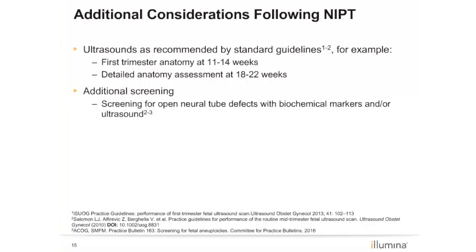As discussed in Module 2, ultrasounds are recommended by standard guidelines during the pregnancy. After NIPT results have been reported, ultrasounds are recommended if not already complete. Isolated congenital anomalies not detected by NIPT can be detected with detailed anatomy assessments. In some cases, additional serum screening may be indicated, such as a maternal serum alpha-fetoprotein for the assessment of open neural tube defects. This again may vary based on the individual provider.